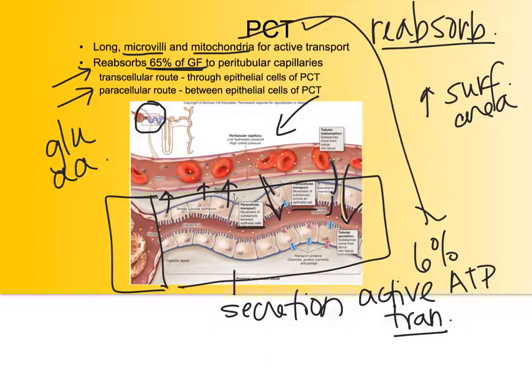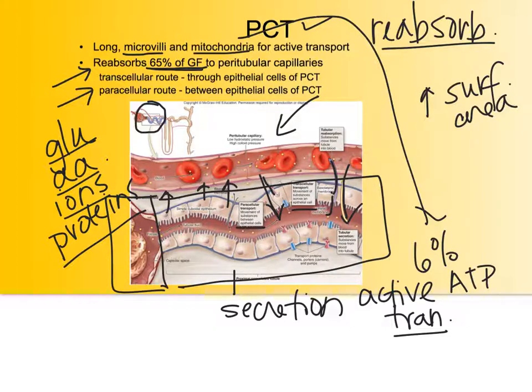We end up with ions. Sometimes we end up with proteins. These are things that they're like gold to us. It would be like flushing money down the toilet. So we have to get them back into the bloodstream.